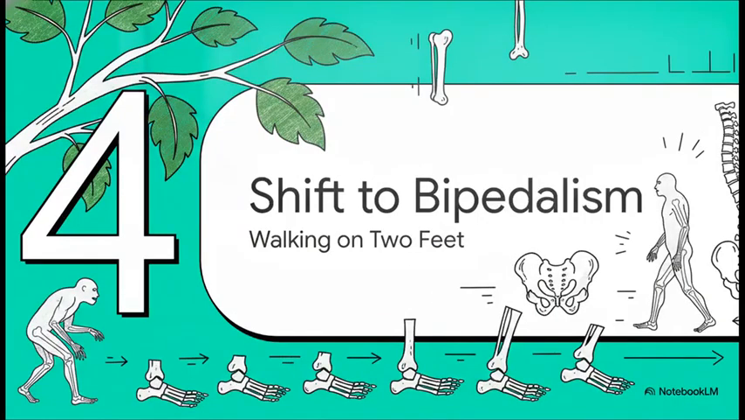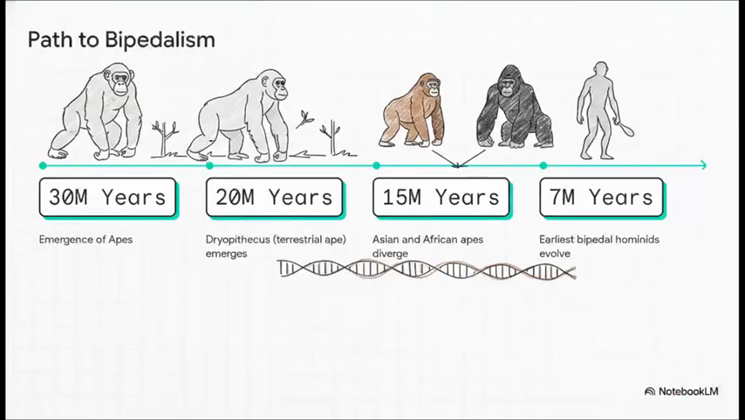Which brings us to section 4, the shift to bipedalism. About 30 million years ago, apes first emerged. But here's a startling fact brought to light by modern molecular biology. Humans are vastly closer, genetically speaking, to African apes like gorillas and chimpanzees than we are to Asian apes.